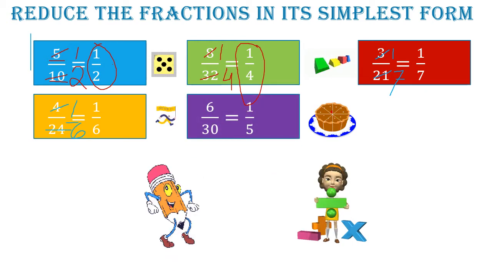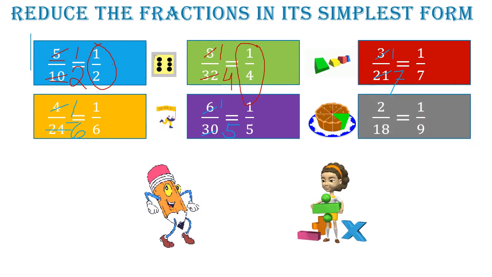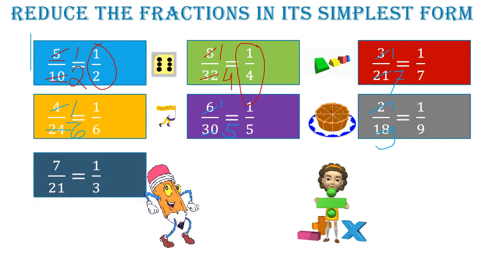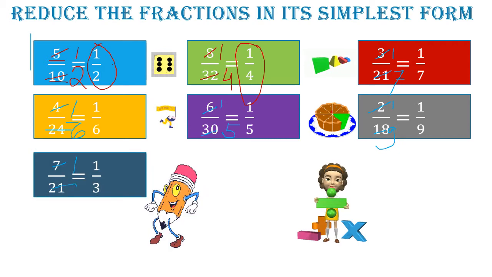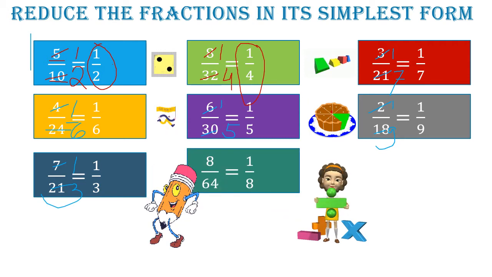Now we have 6 by 30. In the 6 times table, 6 times 1 is 6 and 6 times 5 is 30. So the fraction is 1 over 5. The next one, 2 by 18. 2 times 1 is 2 and 2 times 9 is 18. So the fraction is 1 by 9. 7 by 21. 7 times 1 is 7. 7 times 3 is 21. So the fraction is 1 by 3. 8 by 64. So 8 times 8 is 64. So the fraction is 1 by 8.